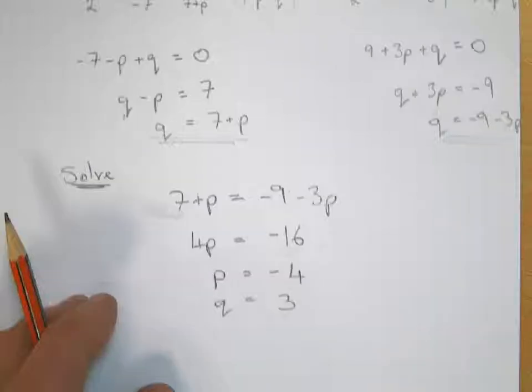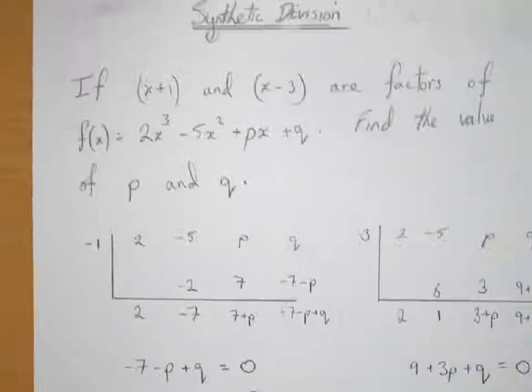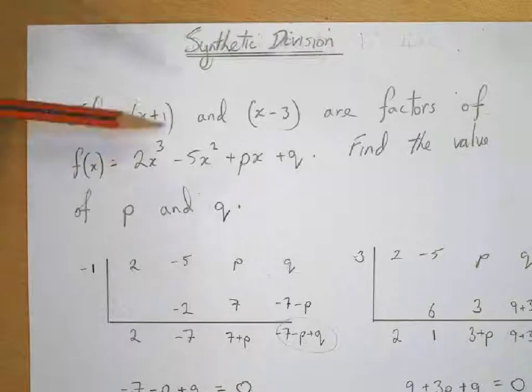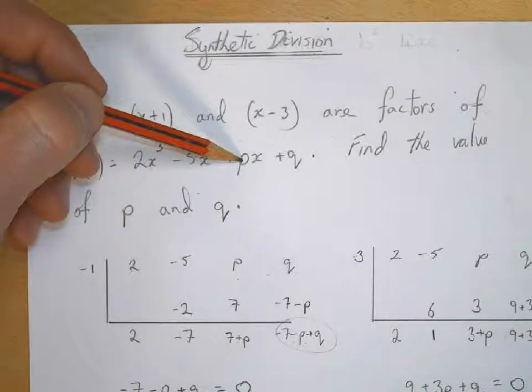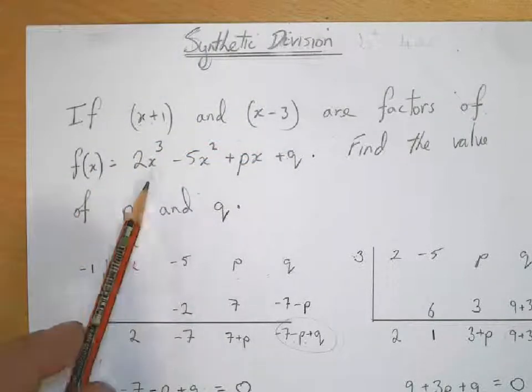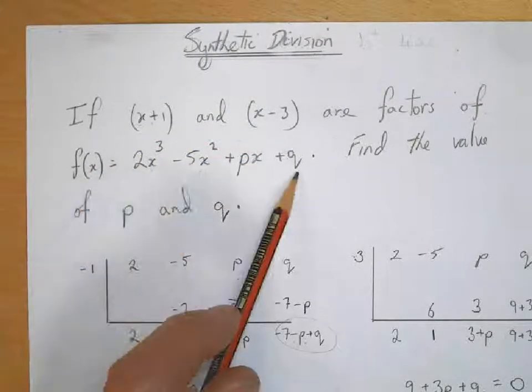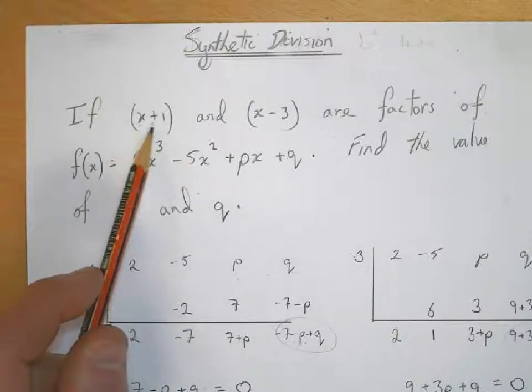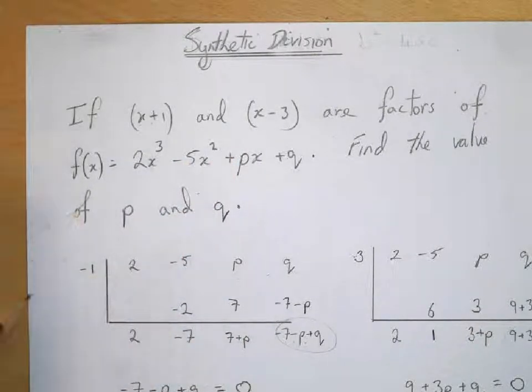Which means if we go right back to the start here, if we replace this value here with a minus 4, and this value here with 3, you would have a function that has x plus 1 and x minus 3 as factors. Hope that helps you with your synthetic division.